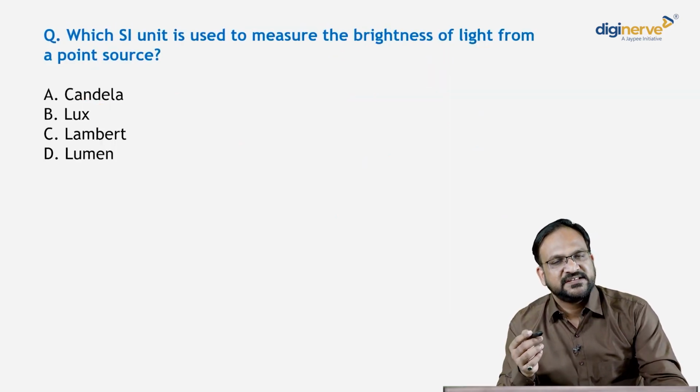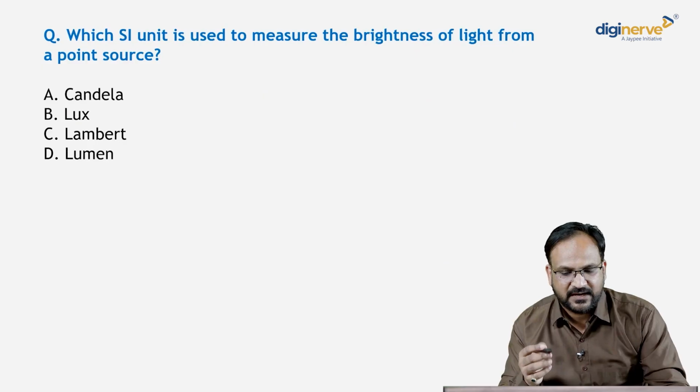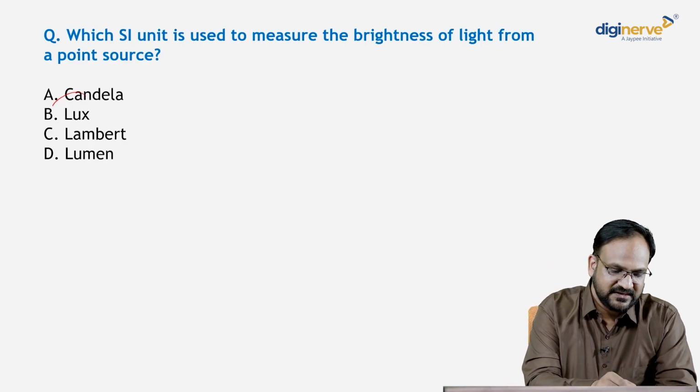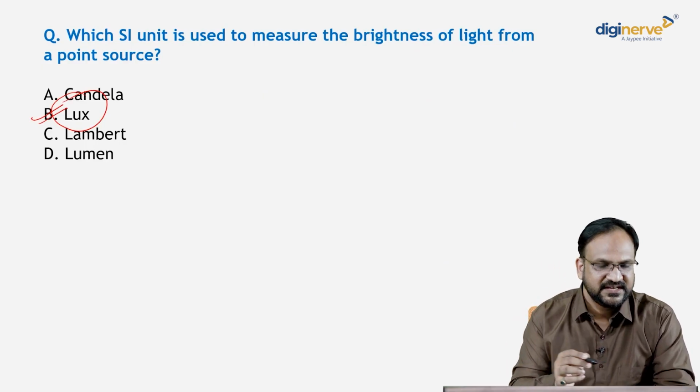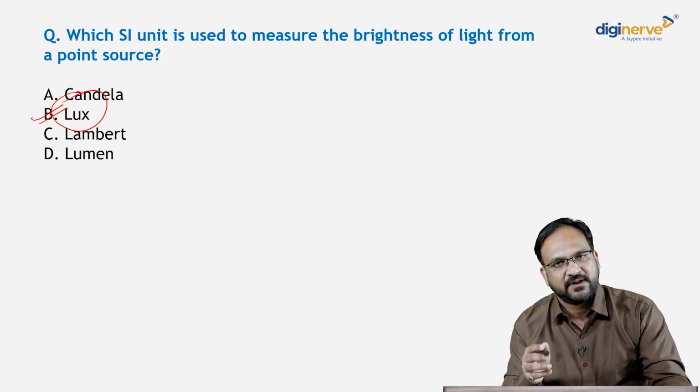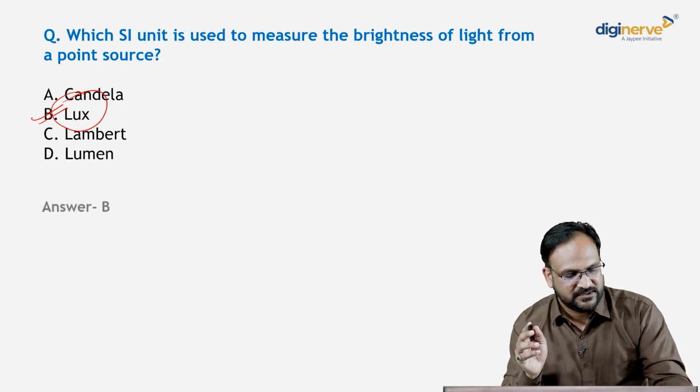Next is, which SI unit is used to measure the brightness of the light? So it is a direct answer, you have to remember it: lux. We have discussed this in the environmental factor chapter also. The lux is the answer.